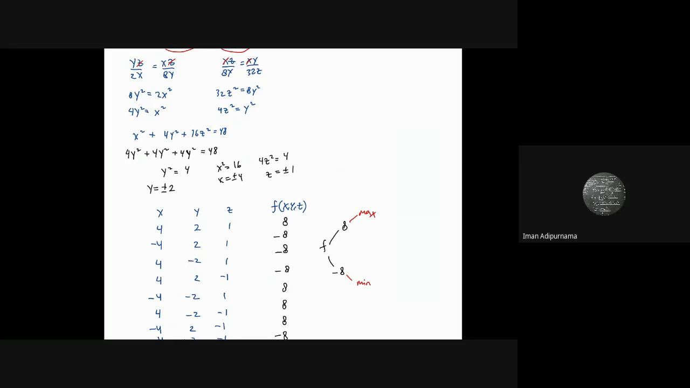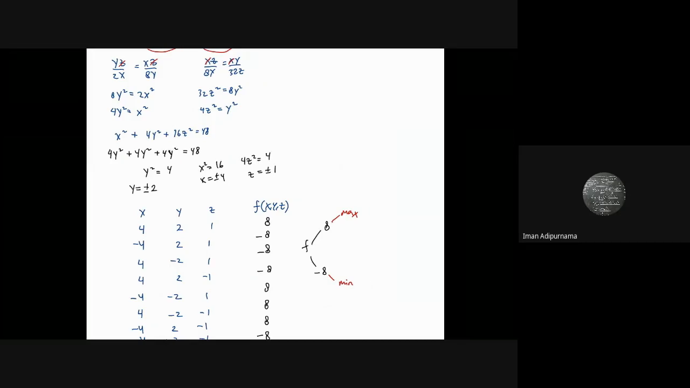So if we have two constraints, let's say h or g, can we still use Lagrange multipliers? We still can use that. So let me just give you a straight example.